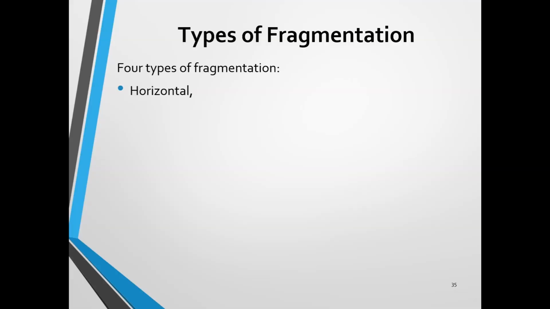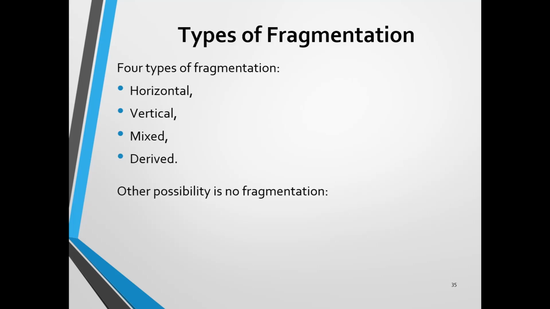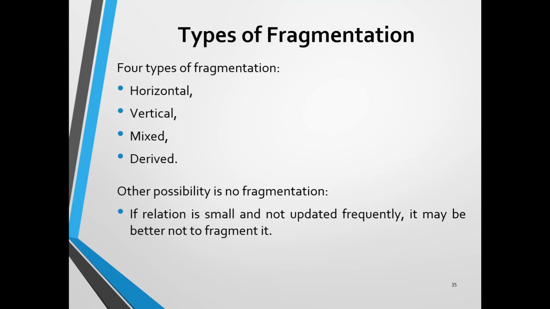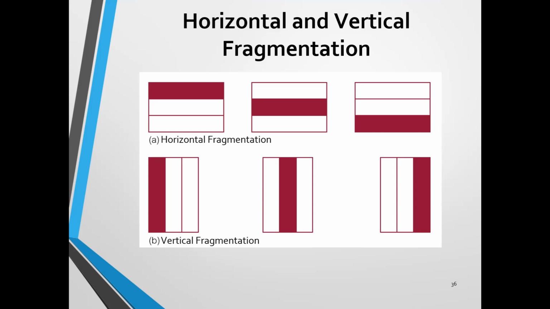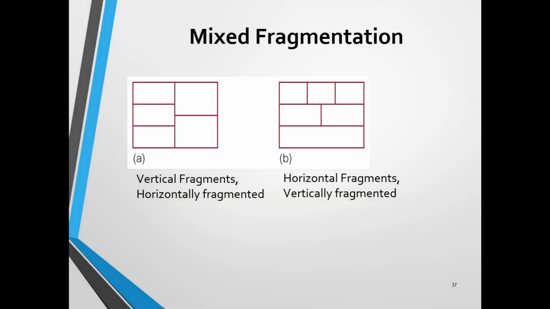Types of fragmentation. There are 4 types: horizontal, vertical, mixed, and derived. Other possibility is no fragmentation. If relation is small and not updated frequently, it may be better not to fragment it. So we have horizontal fragmentation and vertical fragmentation.